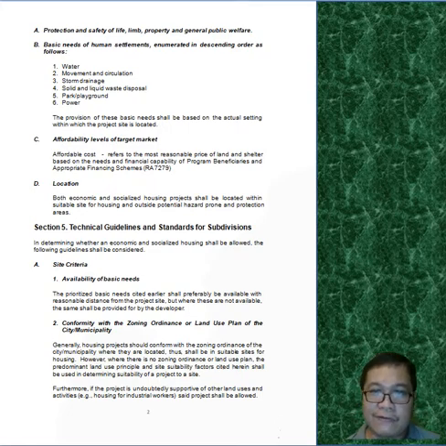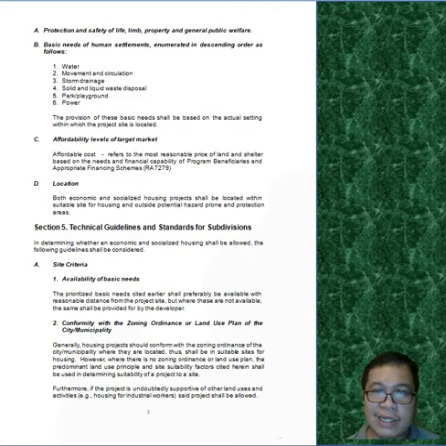So the provision of these basic needs shall be based on the actual setting within which the project site is located. Then there's also the affordability levels of the target market. So affordable cost refers to the most reasonable price of land and shelter based on the needs and financial capability of program beneficiaries and appropriate financing schemes. That's from RA 7279. Then you have the location.